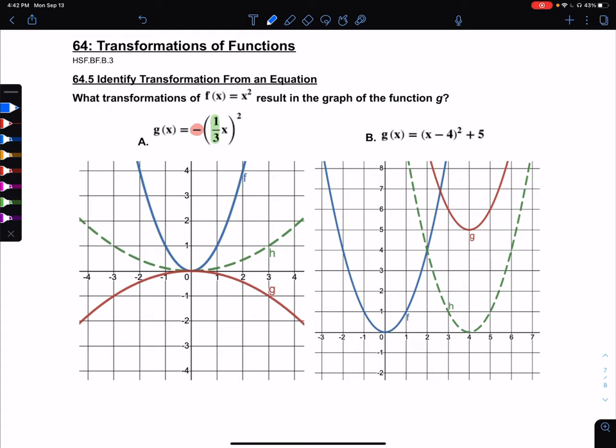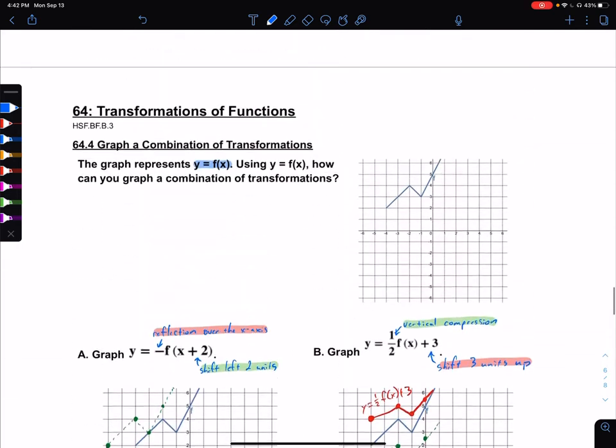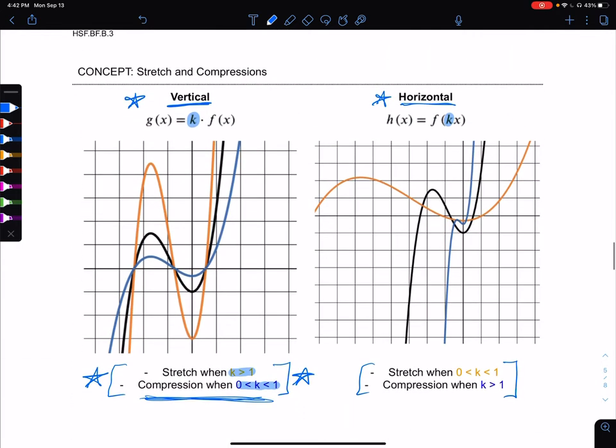Now, in terms of that 1/3, if we go back up to our concept stretches and compressions, when we have a value inside the parentheses, that k value, that's going to be a horizontal stretch or compression. So then we need to look at whether it's a stretch or compression, and that's determined by whether it's between 0 and 1 or whether it's greater than 1. And for this example, we're looking at 1/3, so that's between 0 and 1. So this tells us that we're going to have a horizontal stretch.